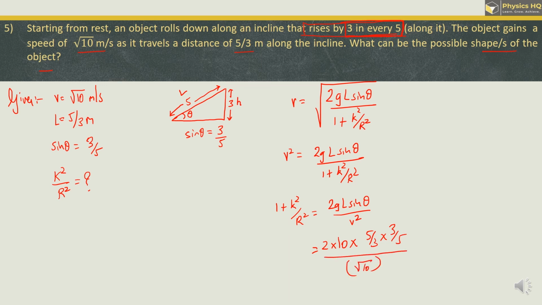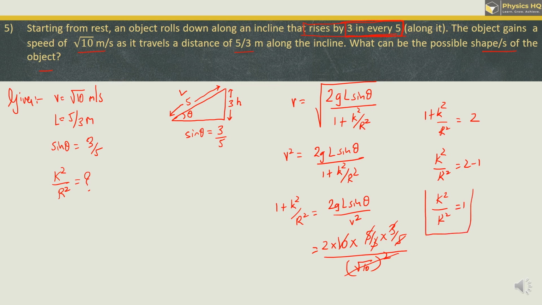Okay, so the sum is very simple over here. This 5 and 5 and 3 and 3 will cancel out. Root 10 whole square will be 10. So this 10 will cancel out with this. So what we are left with is 1 plus k square by r square is equal to 2. So k square by r square is equal to 2 minus 1. And we get finally k square by r square is equal to 1.